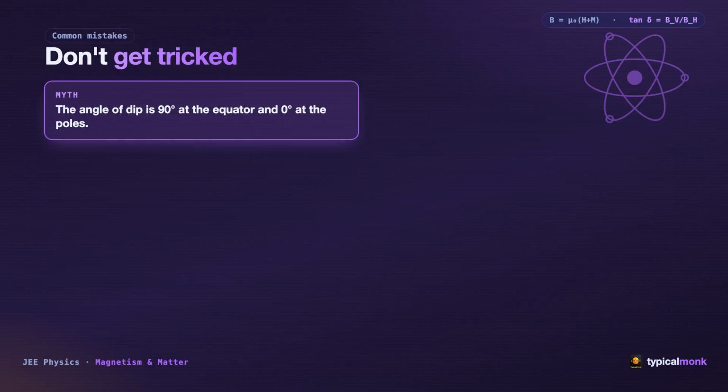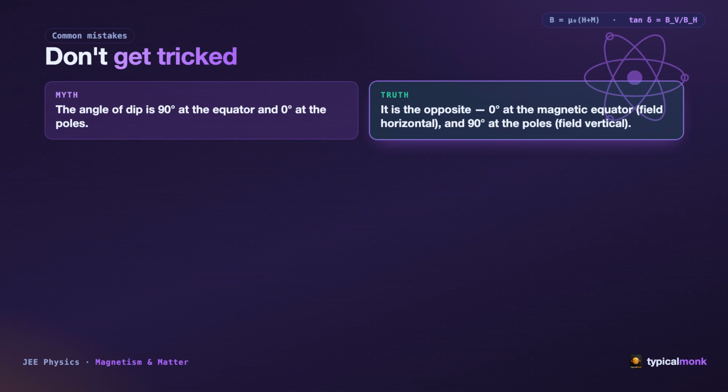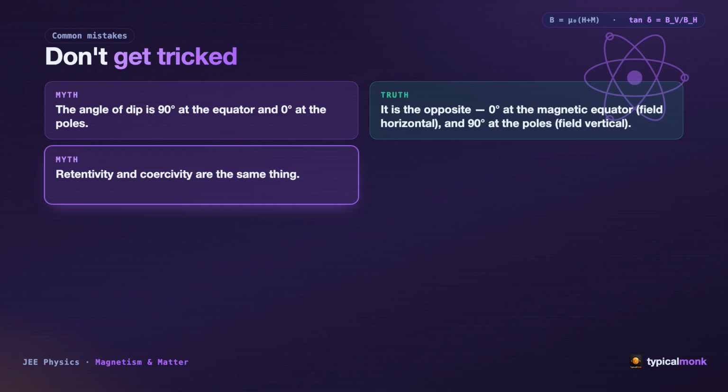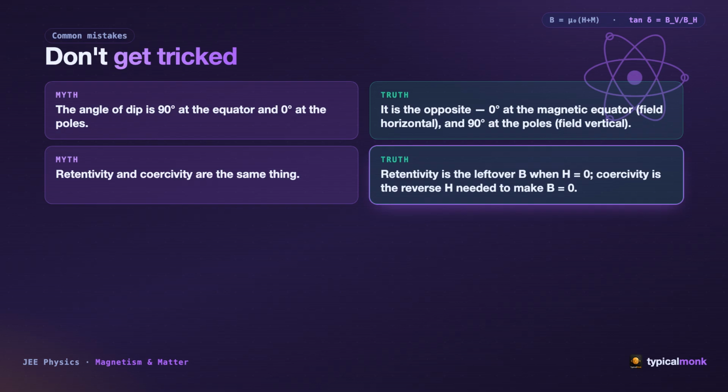Now the 2 mistakes that quietly cost marks. The myth: the angle of dip is 90 degrees at the equator and 0 at the poles. The truth: it is exactly the opposite. 0 at the magnetic equator, where the field is horizontal, and 90 degrees at the poles, where the field is vertical. The second myth: retentivity and coercivity are the same thing. The truth: retentivity is the leftover B when H equals 0, while coercivity is the reverse H that is needed to bring B back to 0.